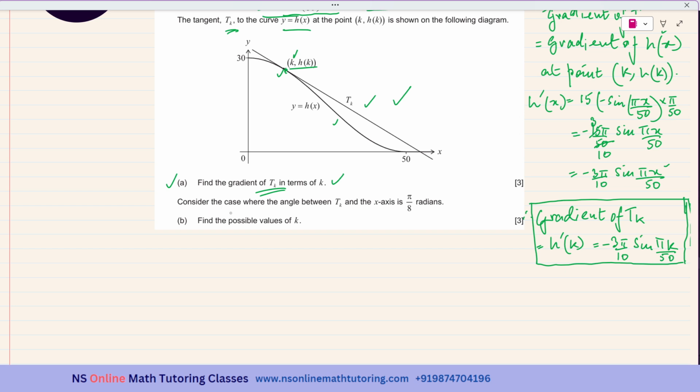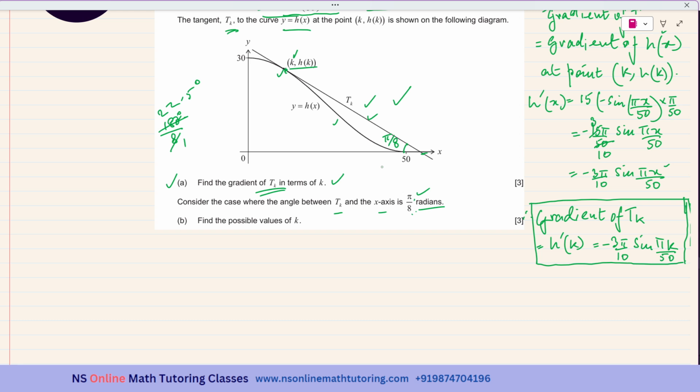Consider the case where the angle between TK and the x-axis is pi over 8 radians. Now pi over 8 is obviously an acute angle, but anyway I am showing. Pi is 180 degrees, so 180 degrees divided by 8 will be 22.5 degrees. So this is an acute angle, and you can straight away see this is the tangent TK and this is the x-axis, so this will be the angle pi over 8.